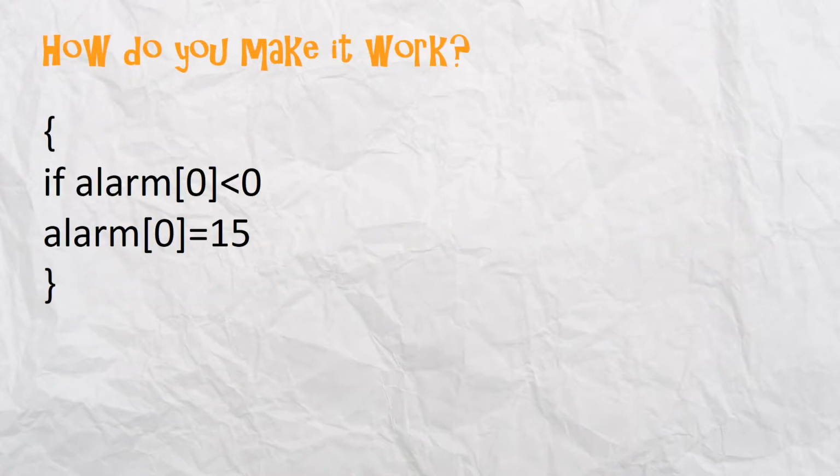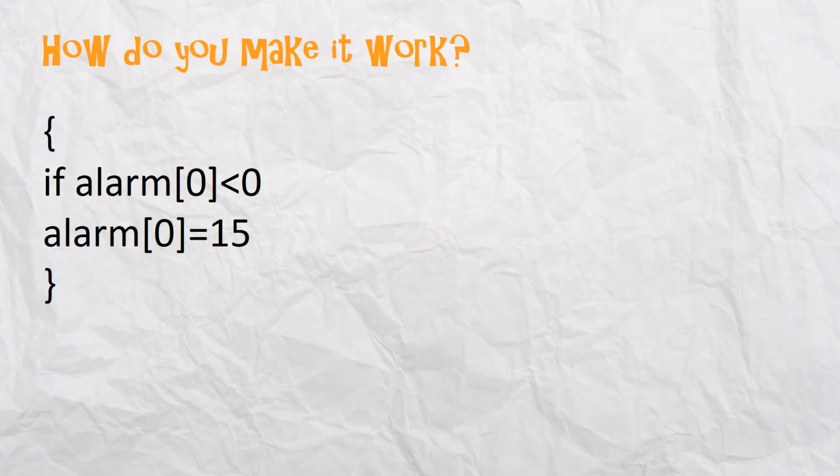We just have to give it kind of a check, an escape clause. We're going to bracket that whole thing out. Or, if you have more code in there, you don't really need the brackets if it's just by itself. And say if alarm 0 is less than 0, then alarm 0 equals 15. The other thing you can do on there, say if it equals negative 1 instead of less than 0.